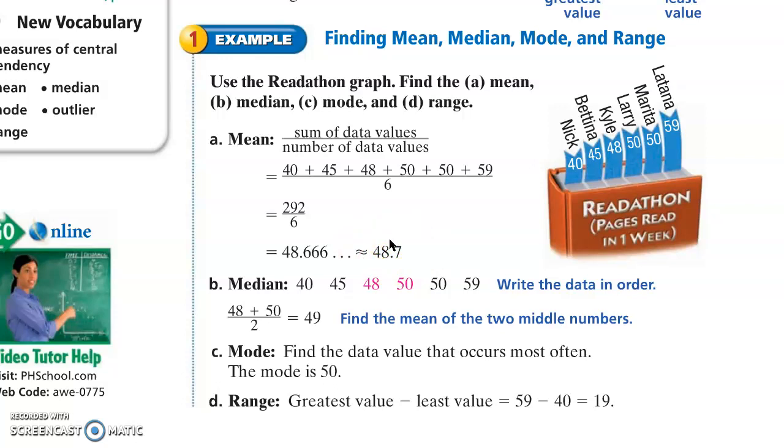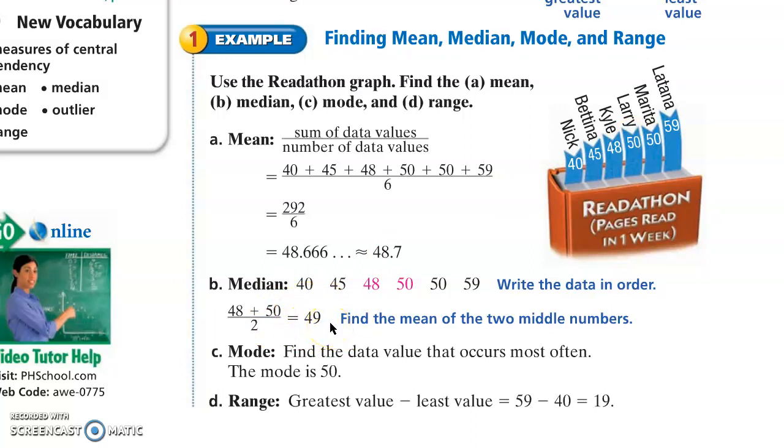The median is going to be the number that's directly in the middle. So if you count these numbers, I have 1, 2, 3, 4, 5, 6. And right in the middle of the 6, there's 2 numbers in the middle. There's no number directly in the middle. So if we ever have an even amount, then we would just go ahead and find the mean between these two. So what is a number between 48 and 50? Well, 49. So the median would be 49.